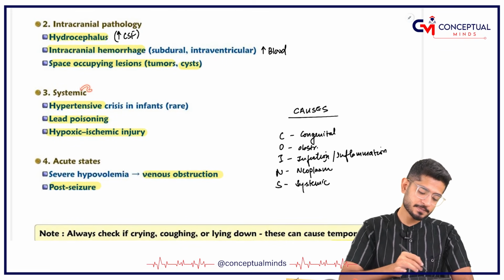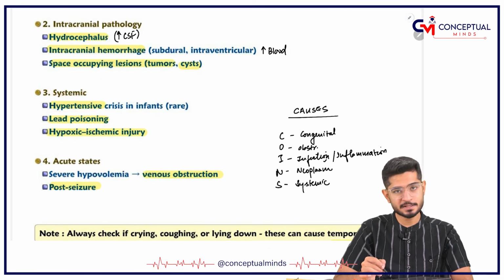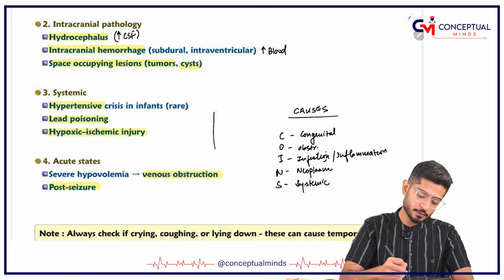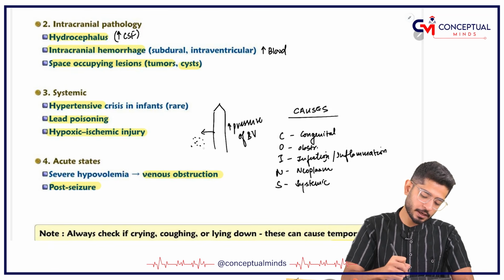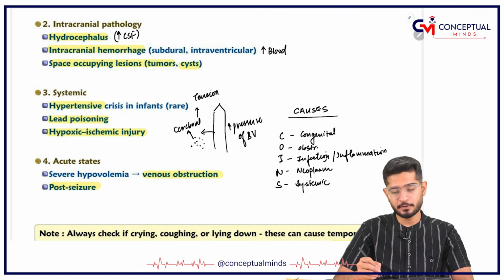After that, you have some systemic diseases like hypertension. So what happens in hypertension? Of course, there is vasoconstriction. So this is the vessel, there is vasoconstriction. So there will be increased pressure in the blood vessels, and this increased pressure leads to leakage of fluid outside that causes cerebral edema. Once there is cerebral edema, of course, there will be tension generated in the fontanelles and the fontanelles will be bulging.